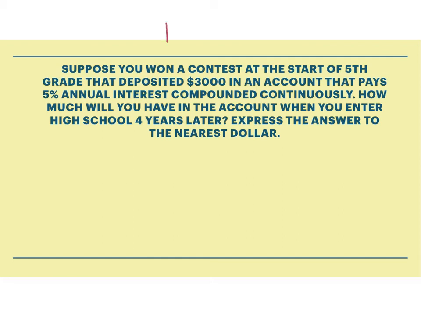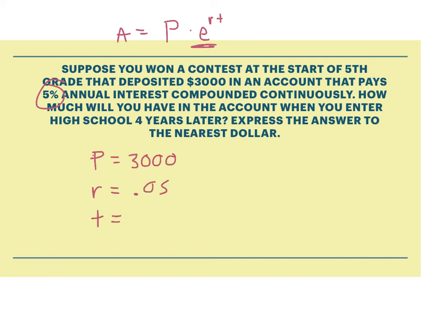So the formula we're going to use is our amount is equal to our principal times e raised to the r times t. So we need our principal, which is our starting amount, so our $3,000. Our e is just always going to be that e, and our rate is 5%, so we need to change this to a decimal, so we have 0.05, and our t is our time, so we're looking at 4 years later, so our t is 4.